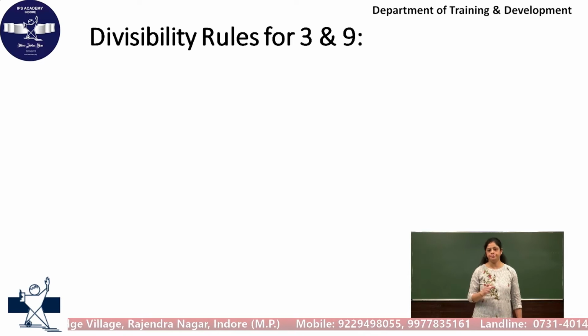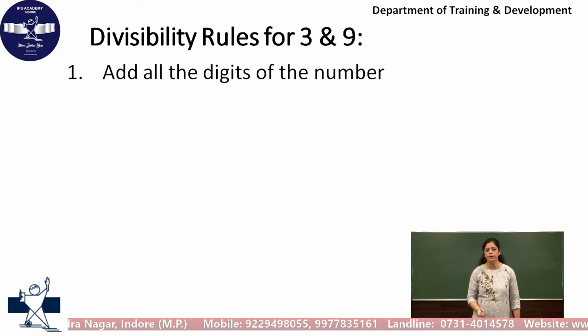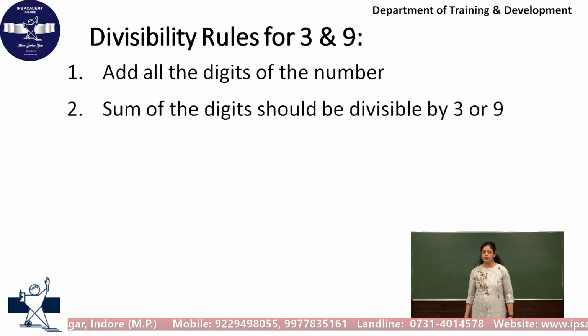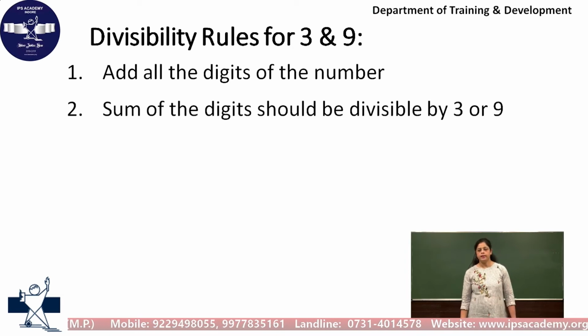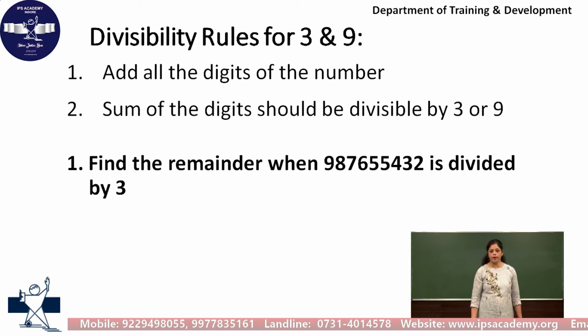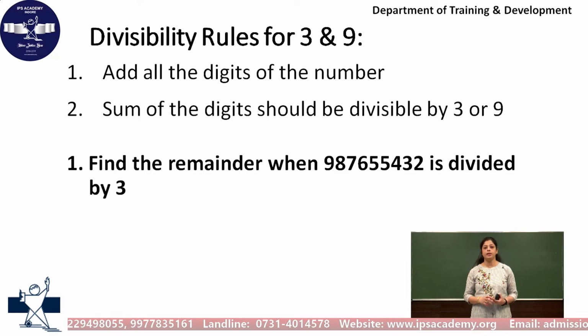Now here power will not come into the picture. Your divisor will be 3 or 9. Okay? So add all the digits of the number. The sum of the digits should be divisible by 3 or 9. Then the number is said to be divisible by 3 or 9. So find the remainder when this is divided by 3. Now we have to see whether the number is divisible by 3. For that we have to add all the digits of the number.